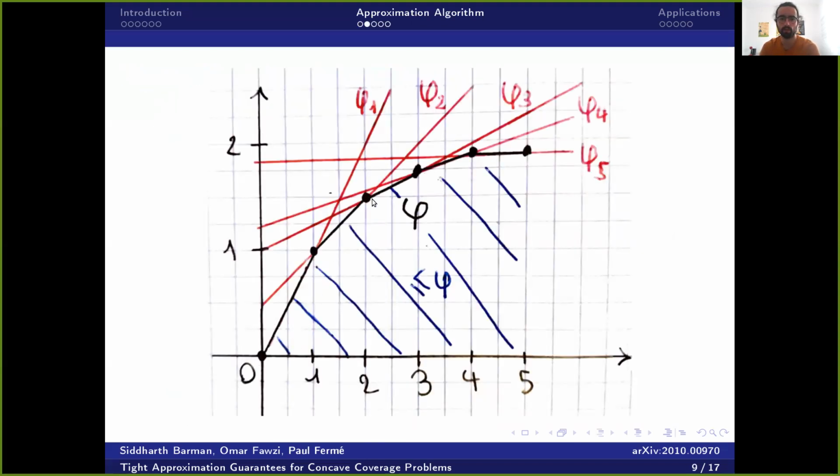You've got some concave non-increasing function. You want to encode the fact that it's smaller than phi. So you just put all of these linear constraints at the same time. And when you satisfy all of the red constraints, you have exactly what you want. And since phi is piecewise linear, it's exactly its piecewise linear extension this way. Okay.